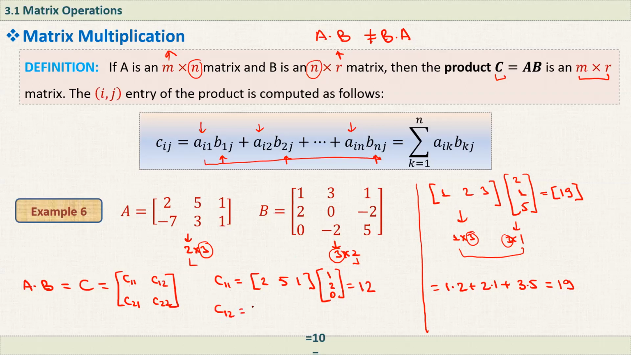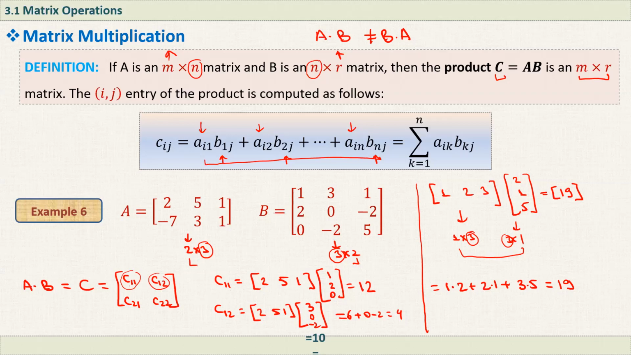Again, the 1, 2, right? That means that the first row of A, that is 2, 5, 1, we should multiply by the second column of B. The second column is 3, 0, negative 2. So if you multiply, 3 times 2 is 6, plus 5 times 0 is 0, plus 1 times negative 2 is negative 2, which is equal to 4. Now we know the values of C11 and C12, right? Those are 12 and 4.